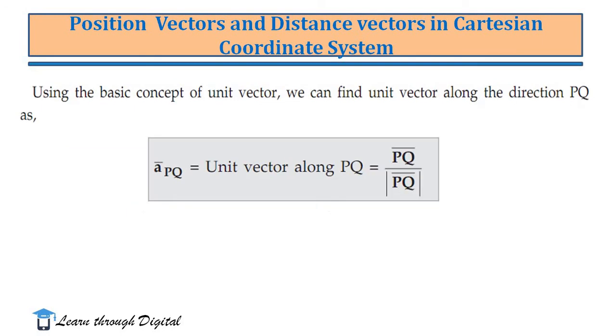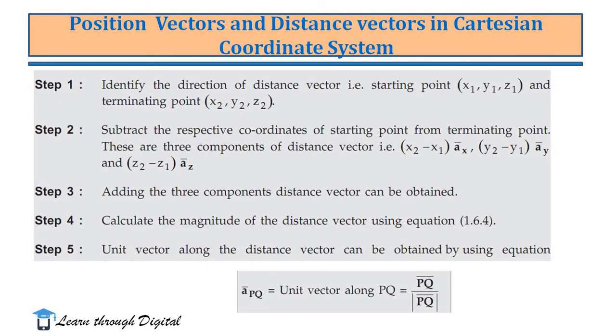Using the basic concept of unit vector, we can find the unit vector along the direction PQ. So the unit vector a PQ along PQ is equal to PQ vector divided by the magnitude of the PQ vector. Once the position vectors are known, various mathematical operations can be easily performed in terms of the components of the vectors.